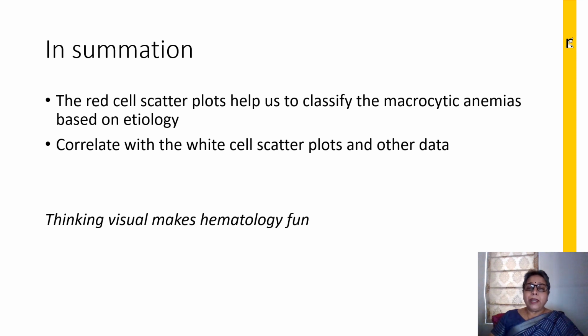And if you correlate it with the white cell scatter plots and the other data that is available from the cell counter, you can more or less come to a reasonably good diagnosis, which would correlate very well with the findings on your peripheral blood film. Thinking visual makes hematology fun. Learn to think visual so that we can enjoy this journey and start appreciating the scatters and the pictures much more.